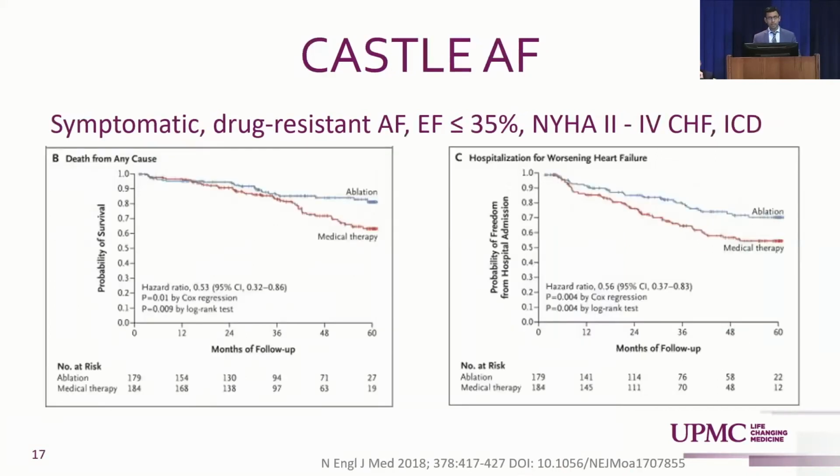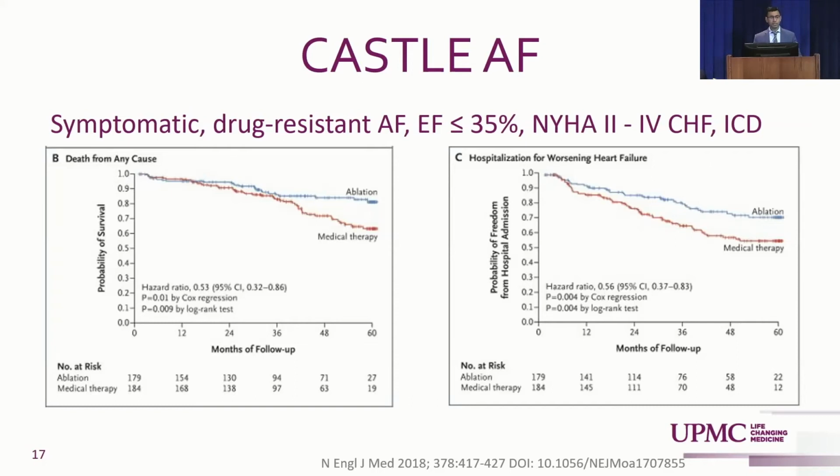The next study I want to bring our attention to is CASTLE-AF. This study randomized patients to pulmonary vein isolation as opposed to conventional therapy, and most of these patients, conventional therapy was rate control. That's over 60% of patients. The remaining had an attempt at rhythm control in the conventional arm.